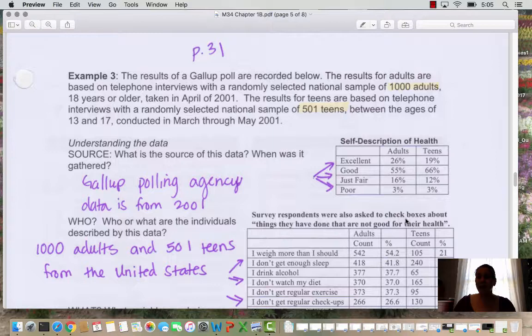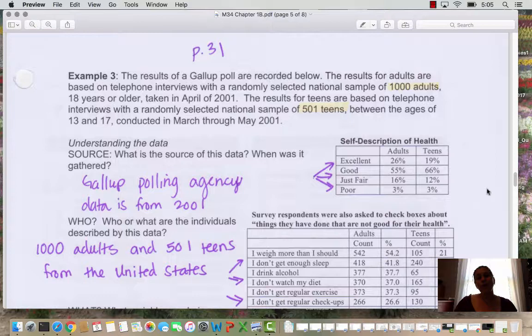Example 3, these are results from a Gallup poll. And then we're told that the results for adults are based on telephone interviews with a randomly selected national sample of 1,000 adults 18 years or older from April 2001. The results for teens are based on telephone interviews from a randomly selected sample of 501 teens between the ages of 13 and 17, conducted March through May 2001.